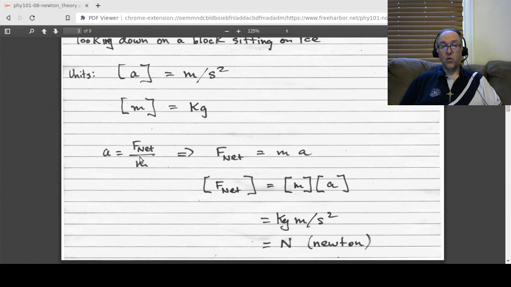Finally, what's the unit of force? Well, if you start from the formula A is equal to F net divided by M, and you rearrange it into perhaps a more familiar form, but less useful for us, F net equals MA. The units of M are kilograms, and the units of A are meters per second squared. So the units of force are going to be kilogram meters per second squared.